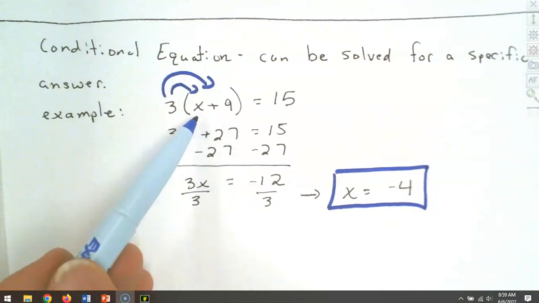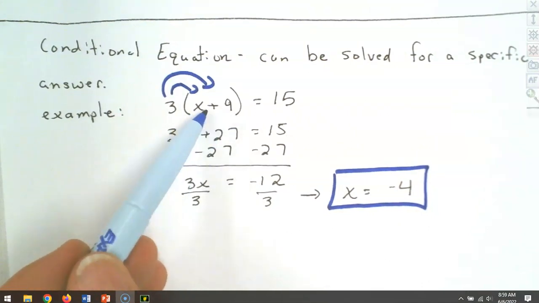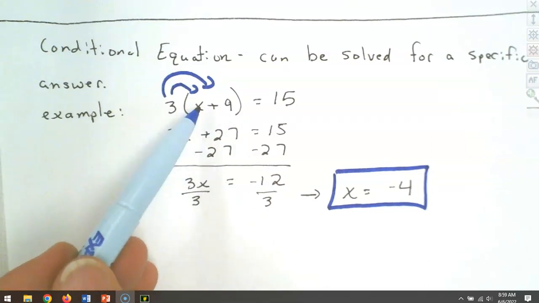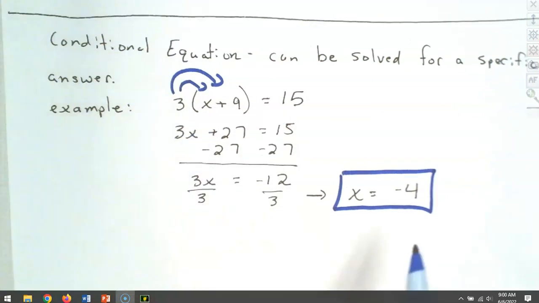Okay, we can check real quick. Negative 4 plus 9, if I plugged it back in, that would be 5. 5 times 3 is 15. And the other side, the right-hand side, is already what? 15, right? So what makes something a solution? Negative 4 is a solution because when you plug it back in, the sides match up.